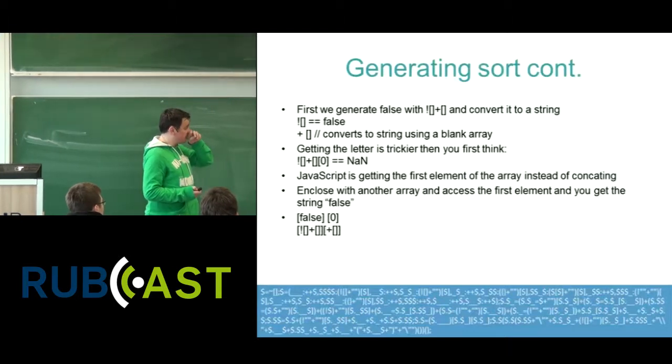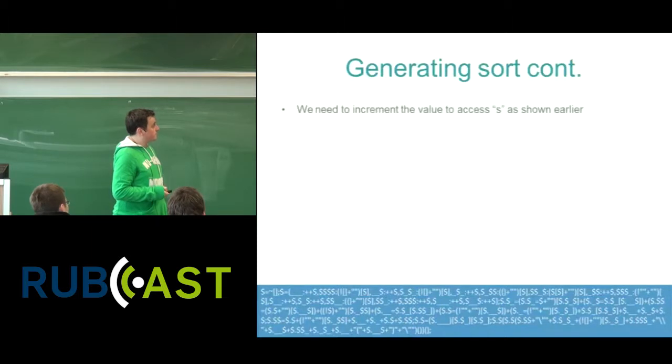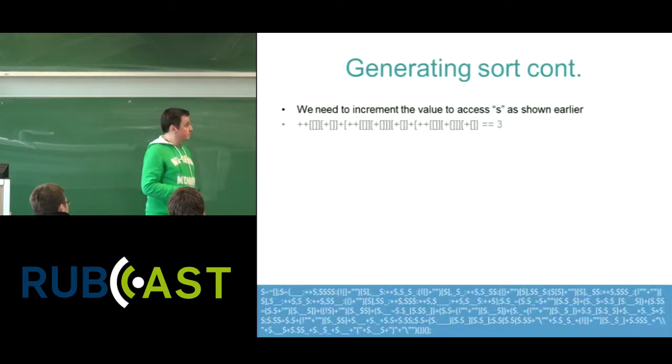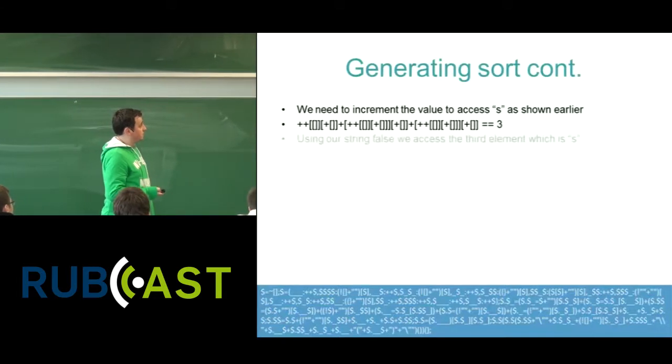So in the first example, I'm getting false, and then I'm getting the actual value from the array, false. Then I'm converting it to a string, so now I've got f. So you need to increment the values, as I showed you before, to get the other parts of the string. So using our string false, we can get the third element, which is s, like that.